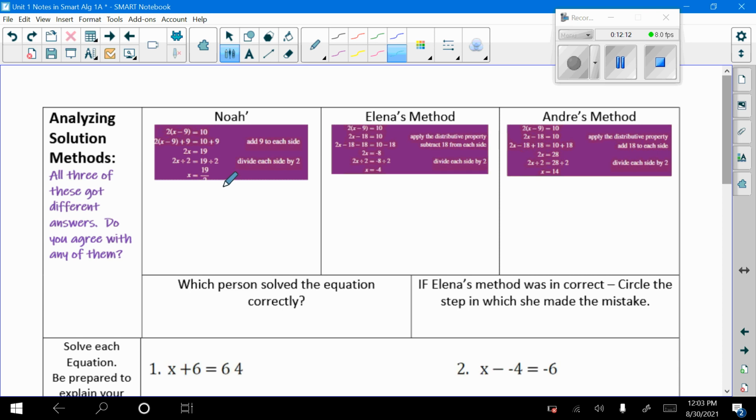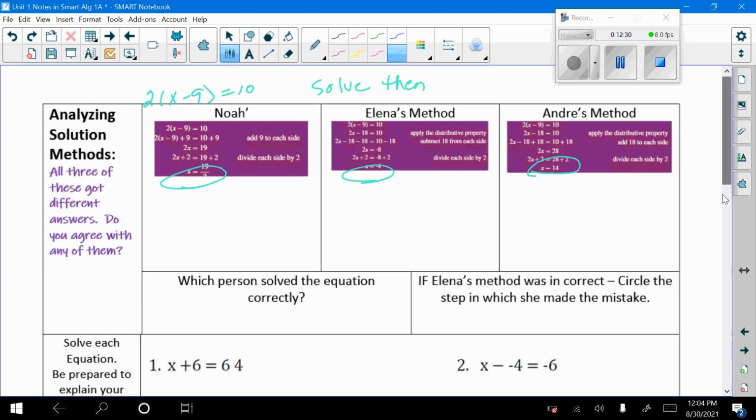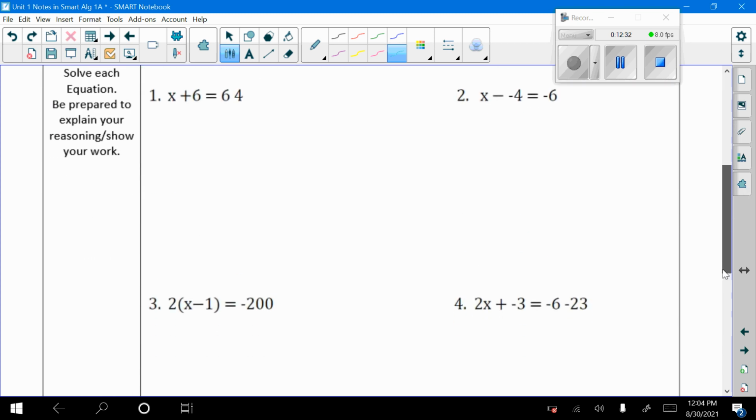But for the most part, I would suggest you take the problem and say 2x minus 9 equals 10. Solve it, then decide, based on their answers, who you agree with, and answer the questions below. The next part, solve each one of these. Be prepared to explain your reasoning.